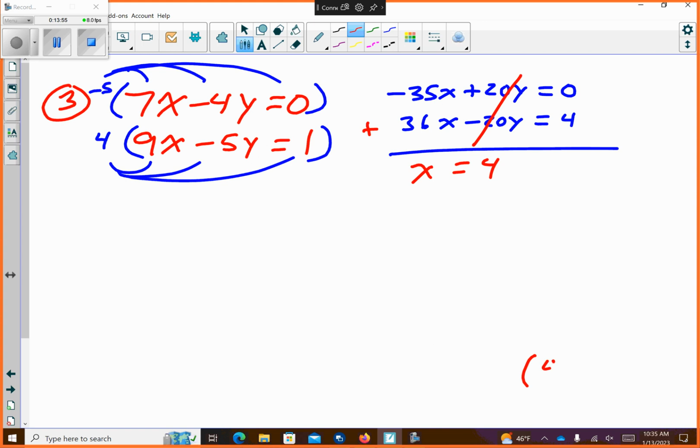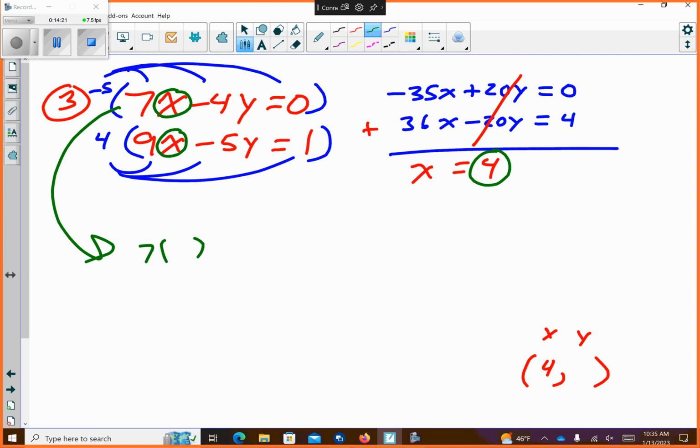All right. So far I get 4 comma something. Agree? Is the problem done? Yeah, I got to take this 4, and I got to plug it into the x on either of these. I don't know if it really matters which one I do. All right. I'm going to take the top one.